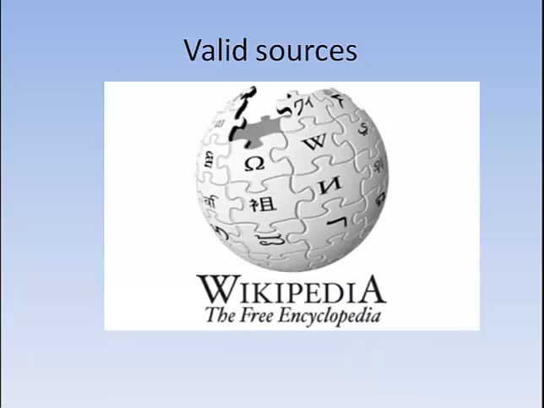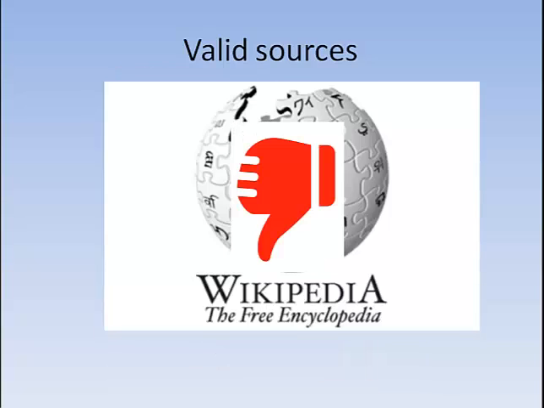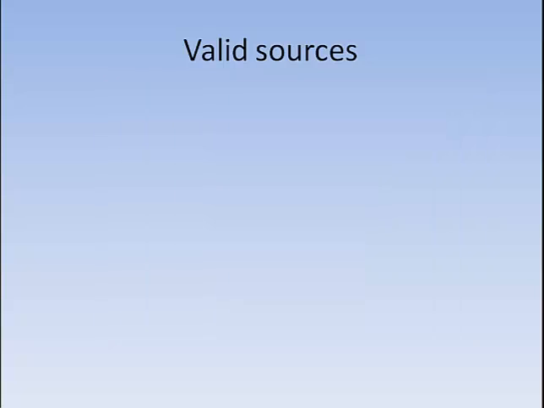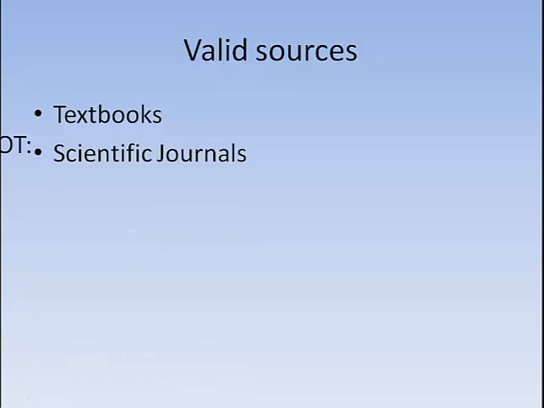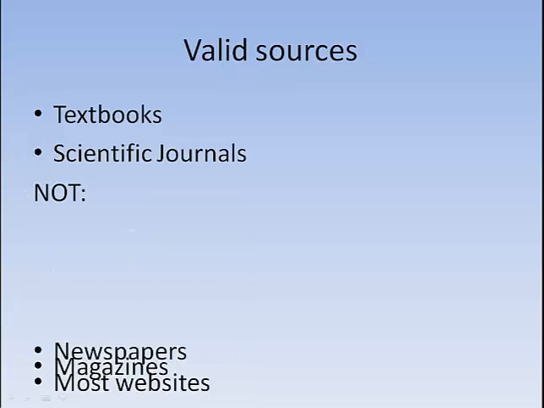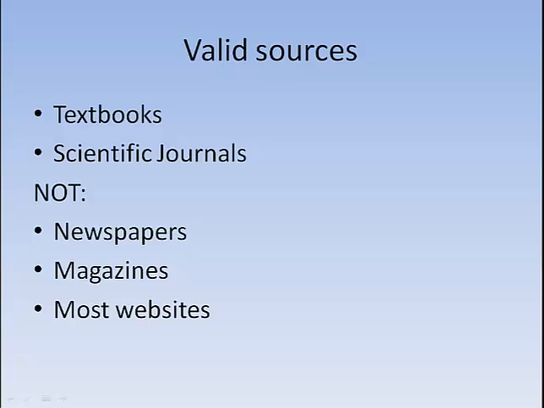How about Wikipedia? No. Most websites are not valid sources. When we do research for our science fair or a research paper, there may be some websites that we allow you to use, but you always need to check. So textbooks, scientific journals are always okay. Never newspapers, magazines, and almost never websites.